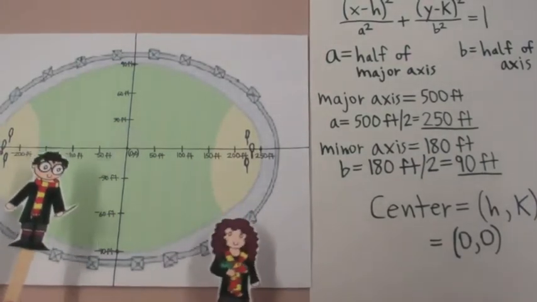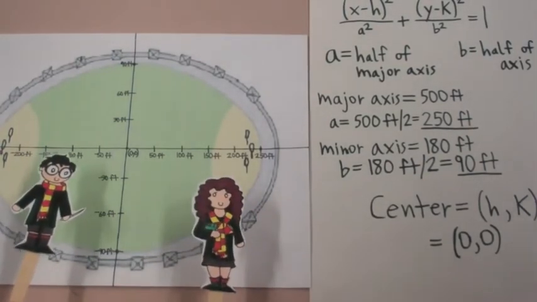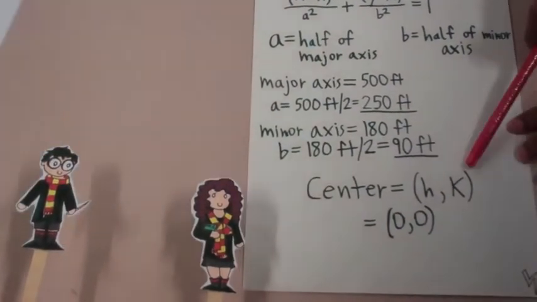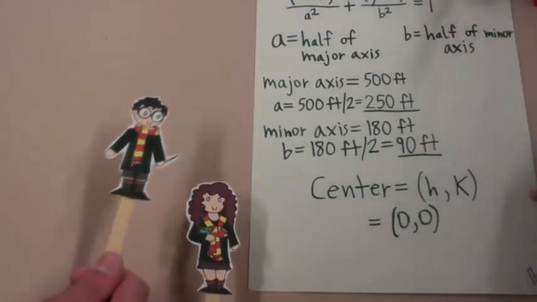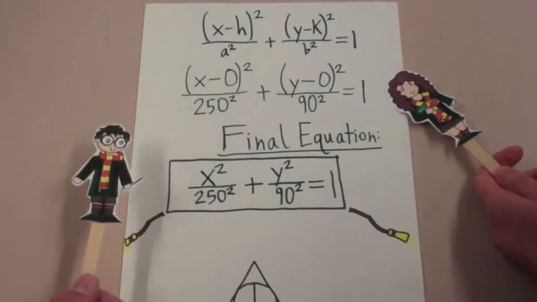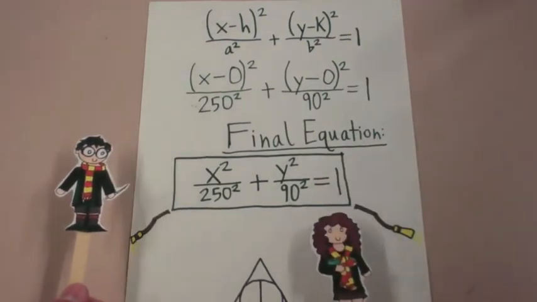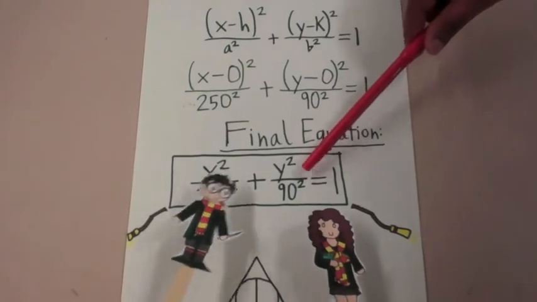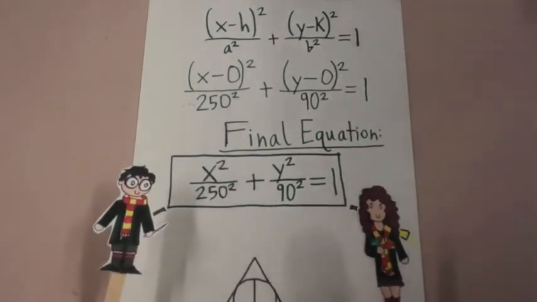Yes. Since H, K represents the center, and the center of the field is 0, 0, H, K is 0, 0. So the equation would be (x minus 0) squared over 250 squared plus (y minus 0) squared over 90 squared equals 1. And simplified, it will be x squared over 250 squared plus y squared over 90 squared equals 1. Exactly, Harry. You understood how to write an equation of an ellipse.